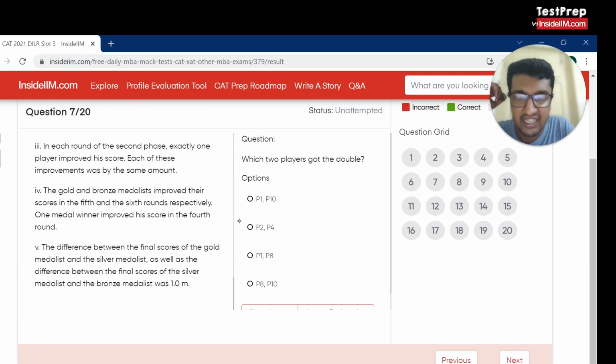Next information, the last one. The difference between the final scores of the gold medalist and the silver medalist, as well as the difference between the final scores of silver medalist and the gold medalist, was 1 meter.